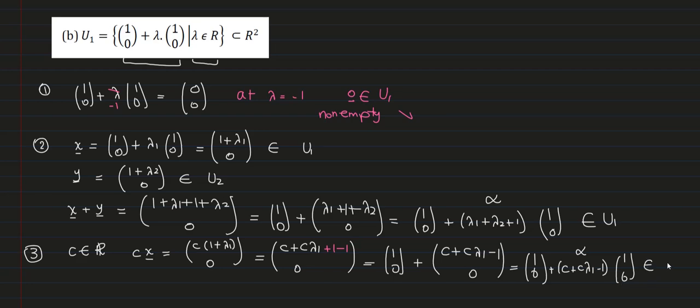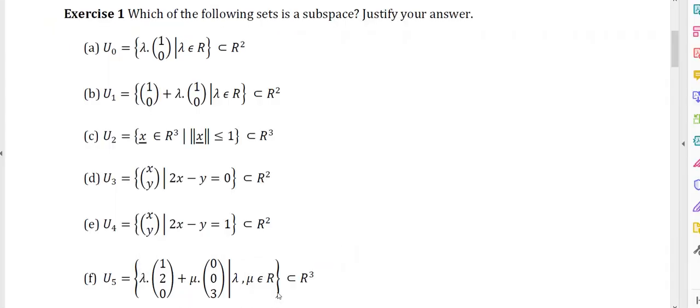Therefore, this trick makes the resultant, this product, belong to U1. And if it belongs to U1, then U1 is closed under scalar multiplication. And hence, we can conclude that U1 is what? Yes, a subspace. Right? So therefore, U1 is a subspace.